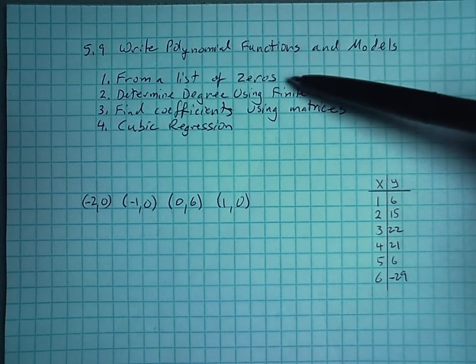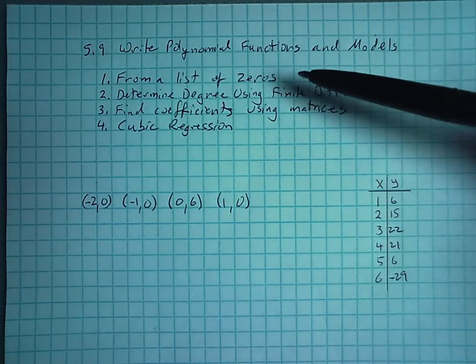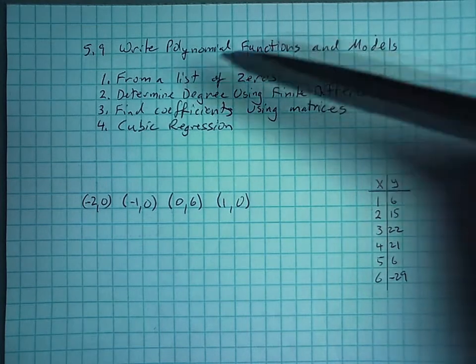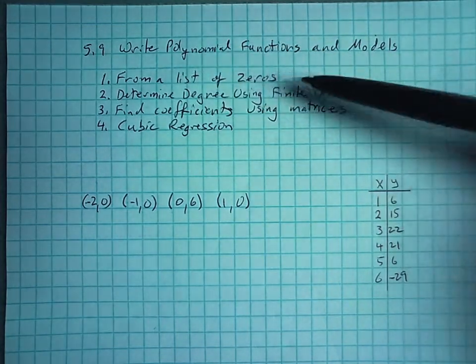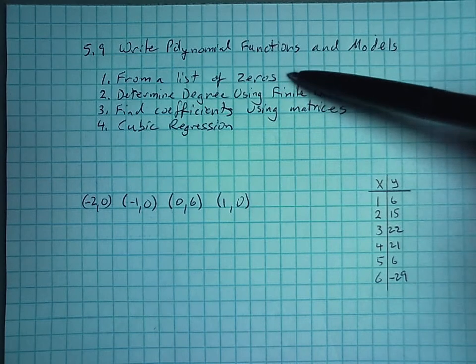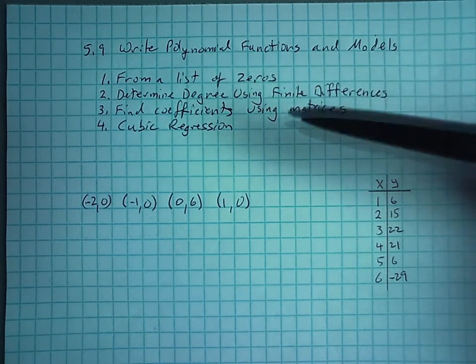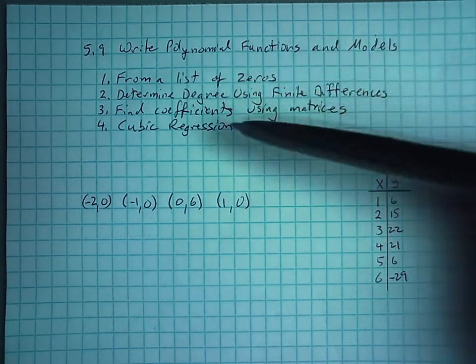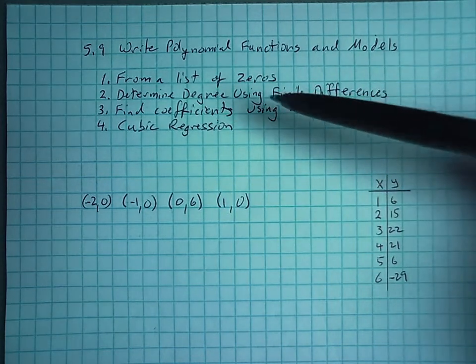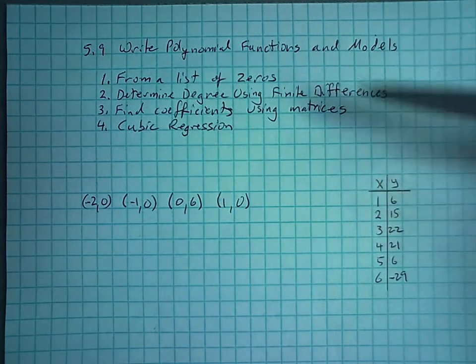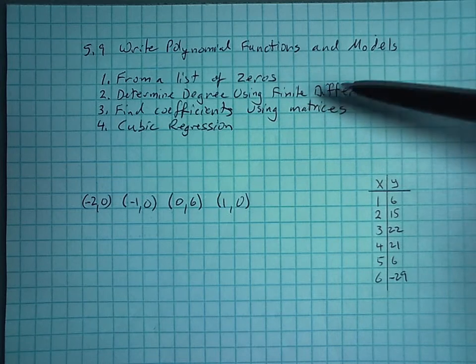First thing we're going to talk about is doing it from a list of zeros. So we'll do that for our first example. Basically, we use the information we know about how polynomials work as far as their factors and their zeros in order to construct the equation. Then we're gonna learn how to do it from a set of just numbers, not just the zeros.